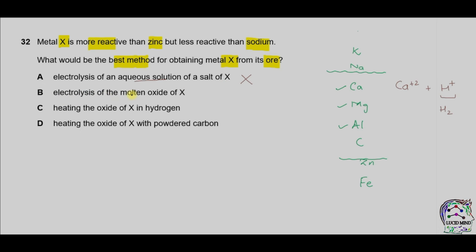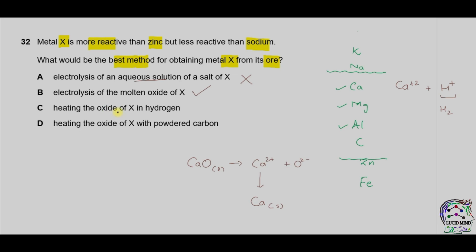Part B is the electrolysis of molten oxide of X. If we take a molten oxide, for example molten calcium oxide, it will form Ca2+ and O2- ions. So Ca2+ is the cation, it will move towards the cathode and form calcium solid. So therefore electrolysis of molten oxide is the correct statement.